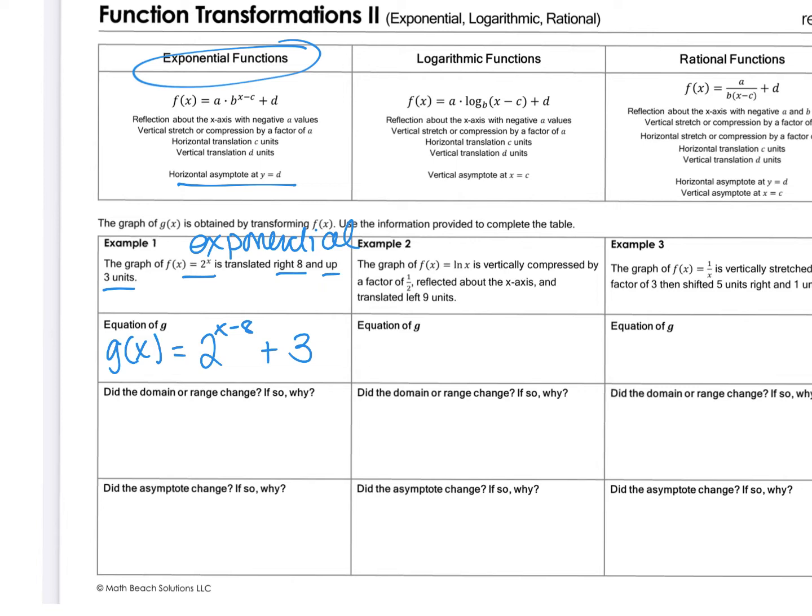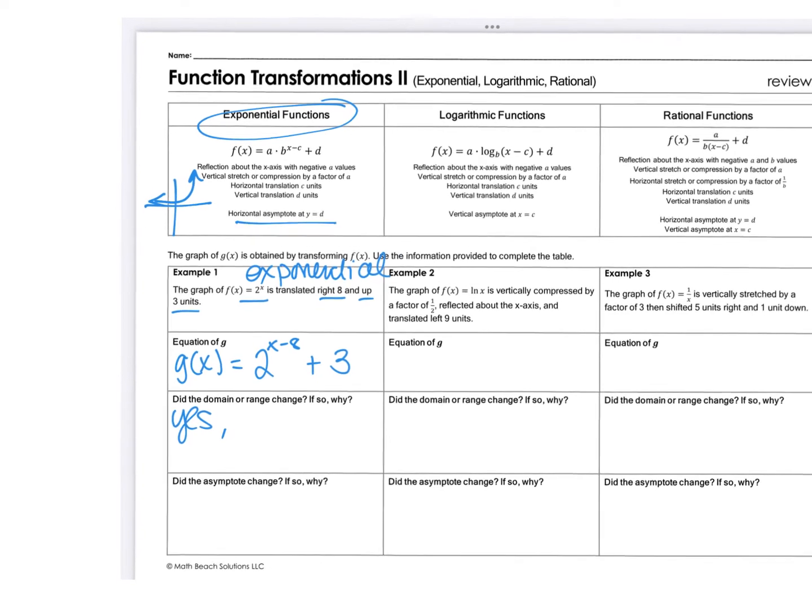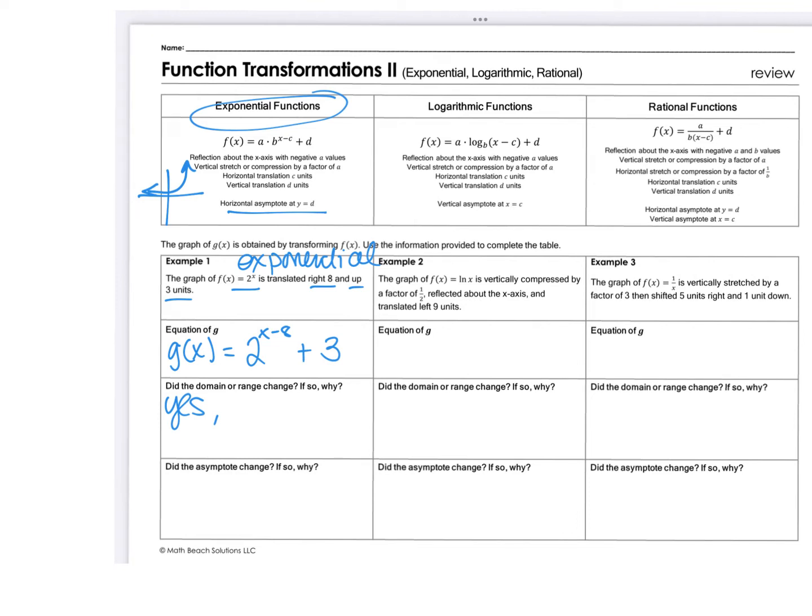Okay, so did the domain and range change? Yes, it did. The reason is, remember your exponential graph looks like this on your parent function. If we shift it left 8, that will not change your domain, but if you shift it up 3, that will change our range. So yes, it changed the range.